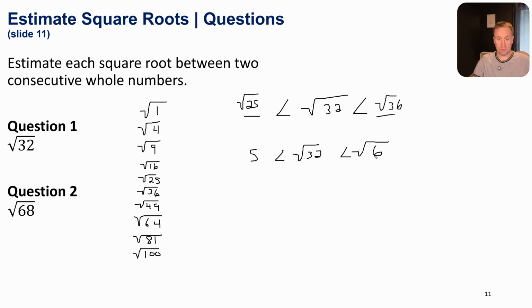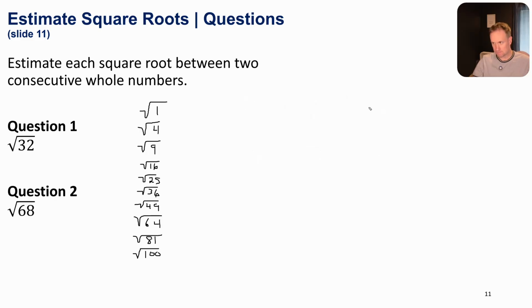So square root of 32, and you could check it on your calculator. Oops, not square root of 6. Just a regular whole number 6 here. Square root of 32 is going to fall in between 5 and 6 here, right? Okay, let's try square root of 68 now.